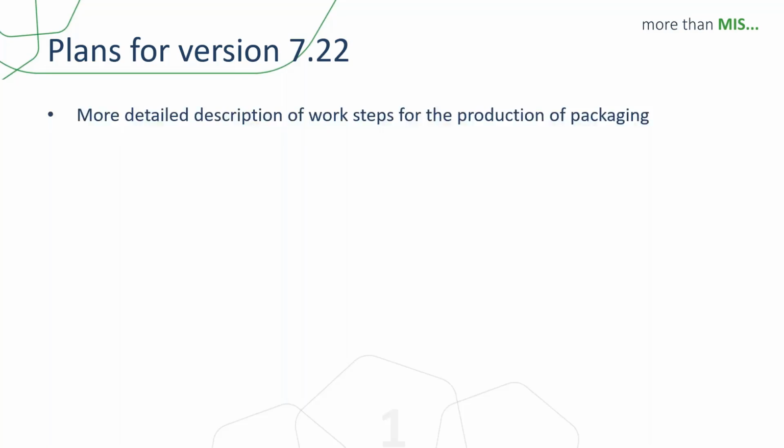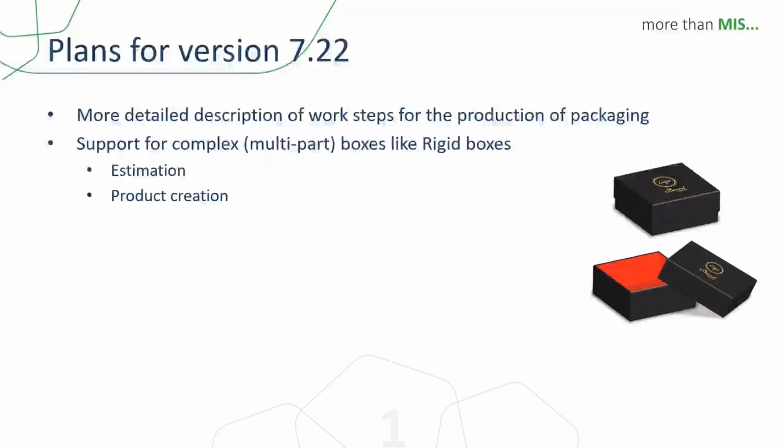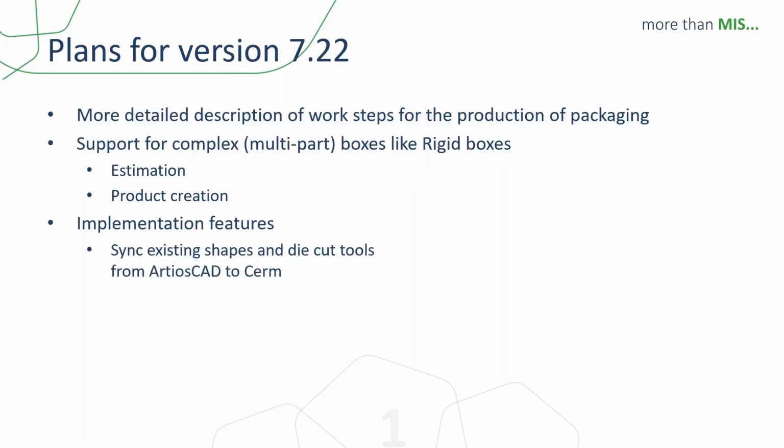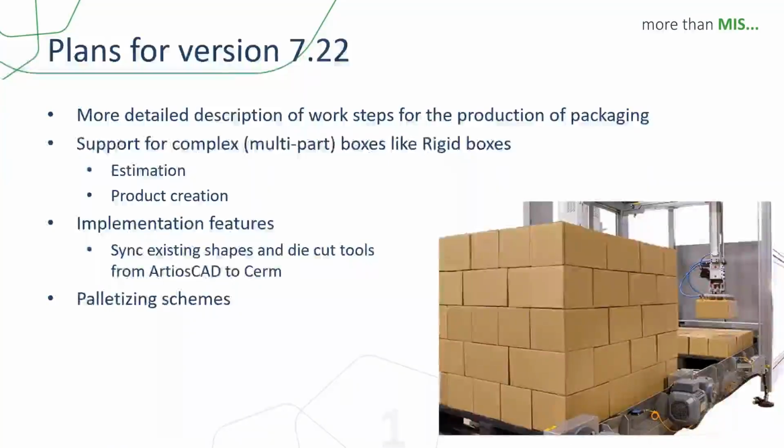We plan to deliver a more detailed description of the different work steps for the production of packaging. We also plan to support complex boxes, like the rigid boxes that you see here on the PowerPoint, in estimation and in product creation. We plan to implement features to sync existing shapes from your JOS CAD system to cerm, so not only shapes, but also the die-cut tools. And we plan to implement palletizing schemes in version 7.22.